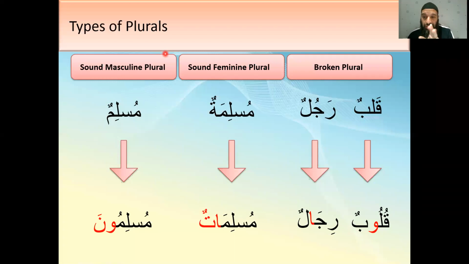So for this slide, all I need you to know is we are not going to do broken plurals in this course. Broken plurals are not going to be covered in this course because they are harder to grasp. That's next level sort of thing. Sound plural, the sound masculine and feminine plurals, we are going to do, because very easily you will be able to understand plurals. So we're going to do these two, and we're not going to do broken plurals in this course, inshallah. Okay.